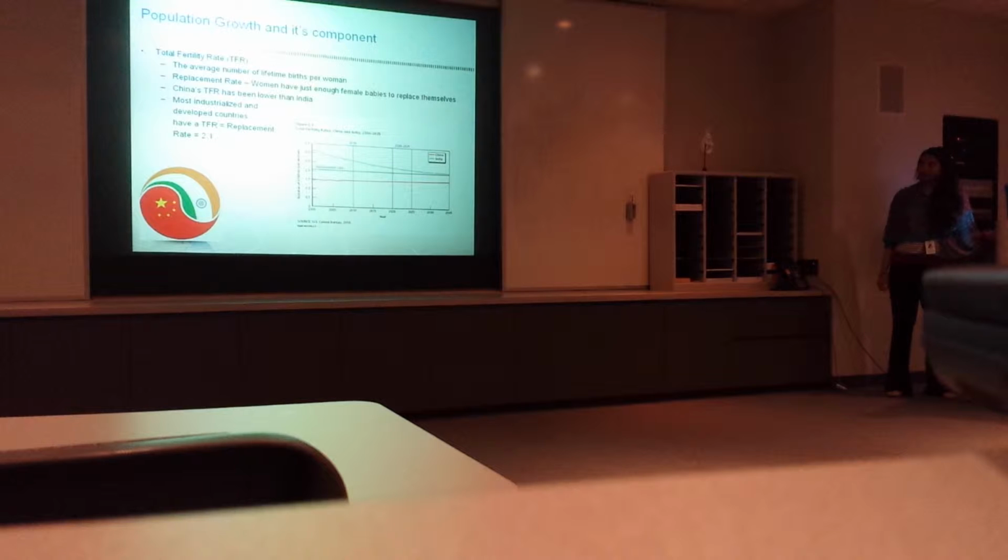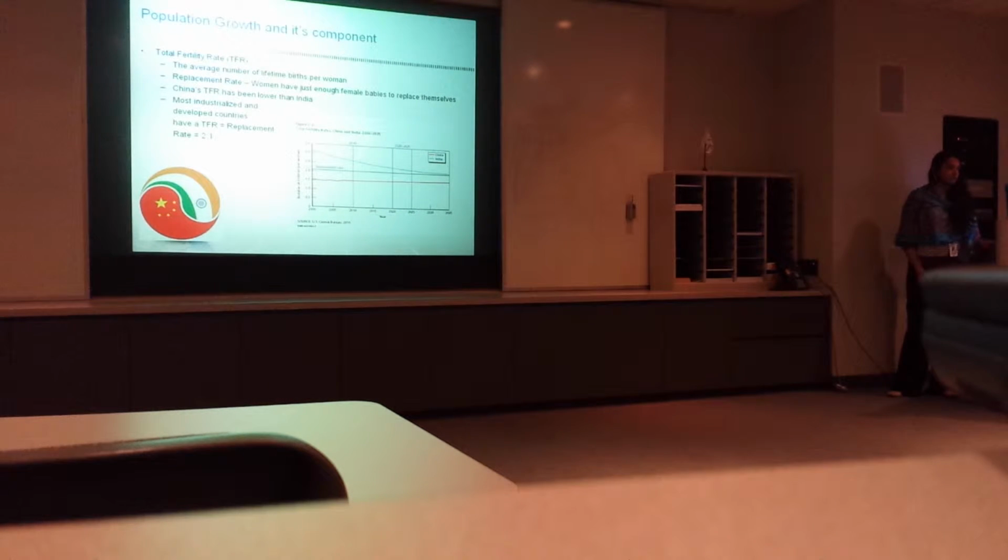TFR, that is total fertility rate, is the average number of lifetime births per woman. The graph that you see has a blue line going through in between at 2 or 2.1. It is called the replacement rate and is defined as women having just enough female babies to replace themselves. China's TFR has been much lower than that of India or the developed countries. All the developed countries have pretty much between 2.0 and 2.1, which is also the replacement rate line in the graph.